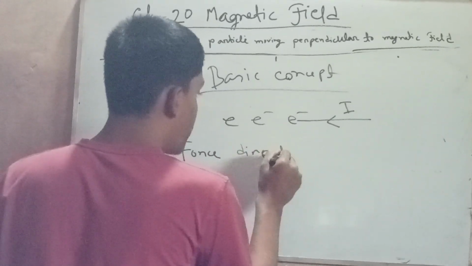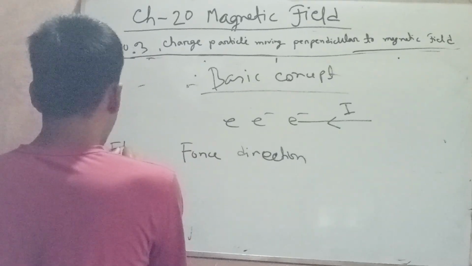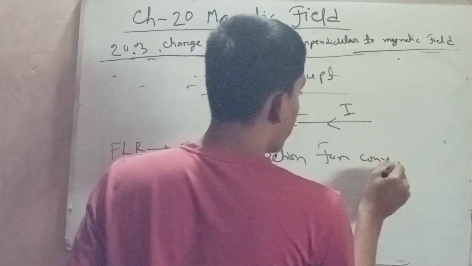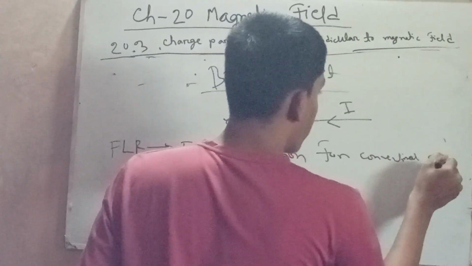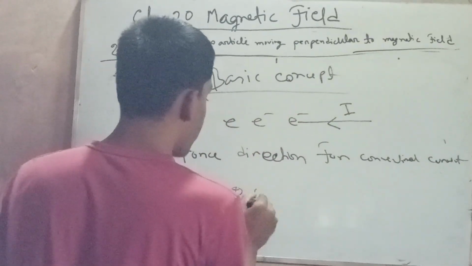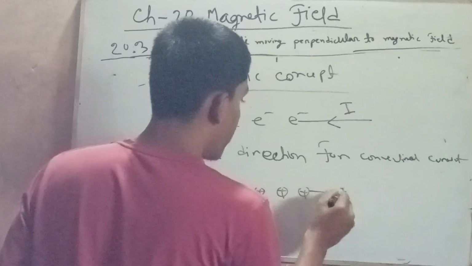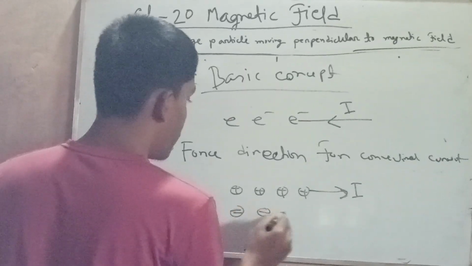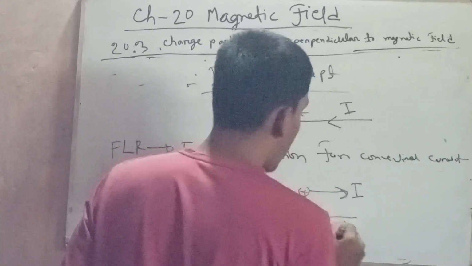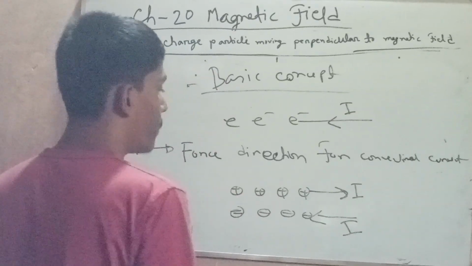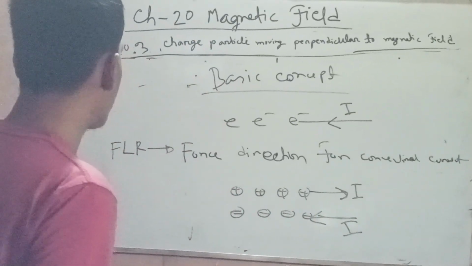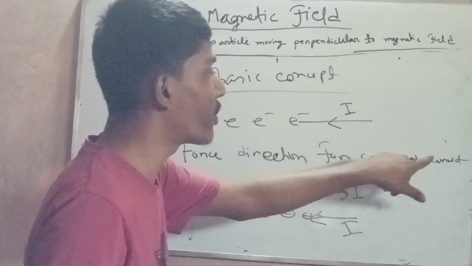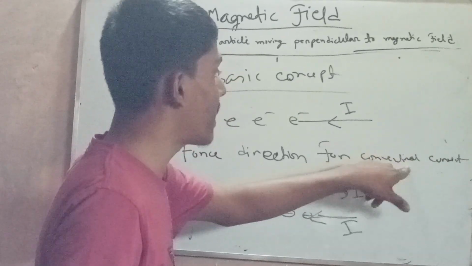Fleming's left hand rule gives the force direction for conventional current. If positive charge flows, then the flowing direction will be the current direction. If negative charge flows, then the current will flow in the opposite direction. So we use Fleming's left hand rule for the force direction for conventional current, or positive charge, because positive charge flow is the flow of current.